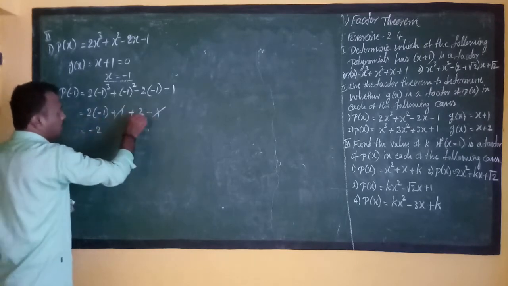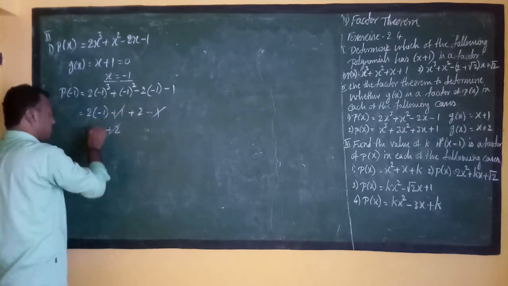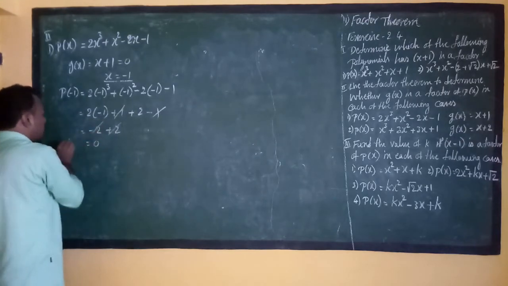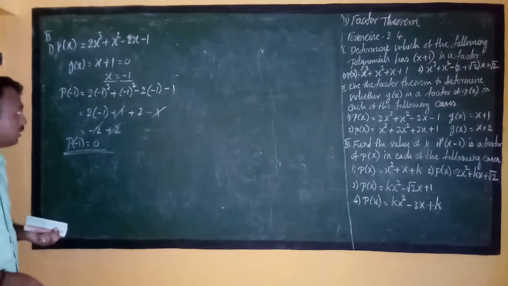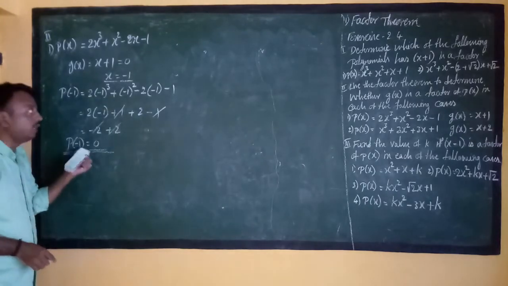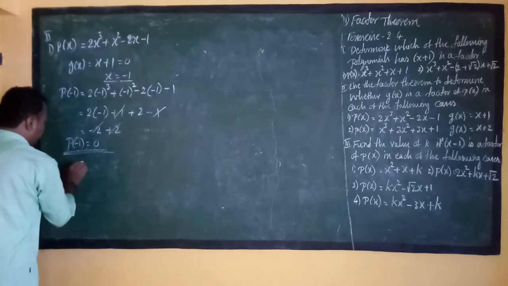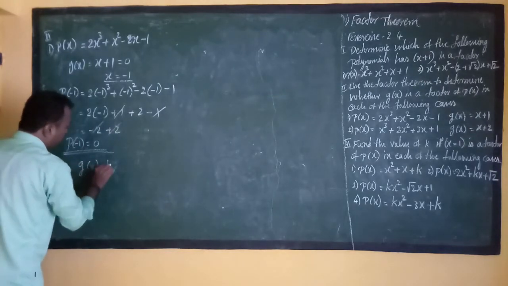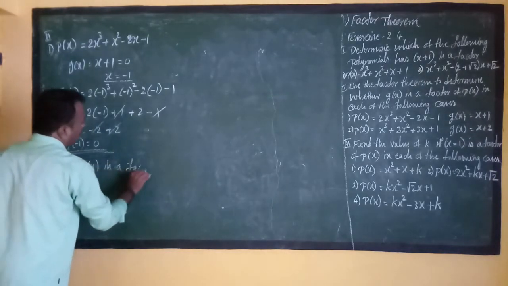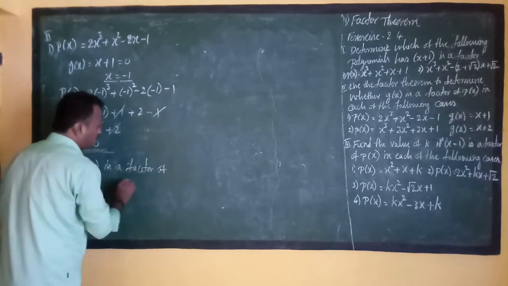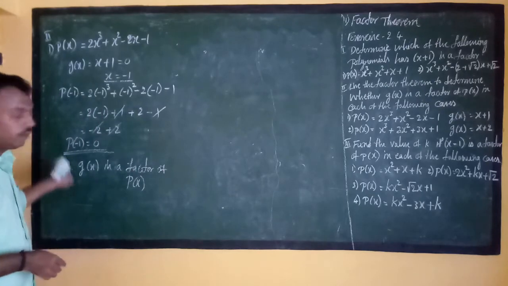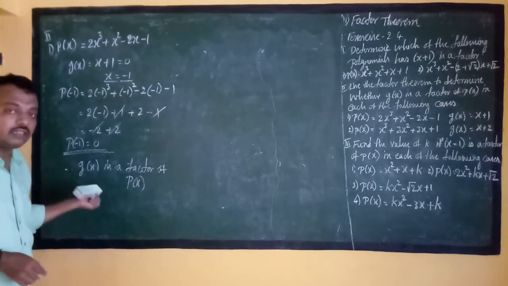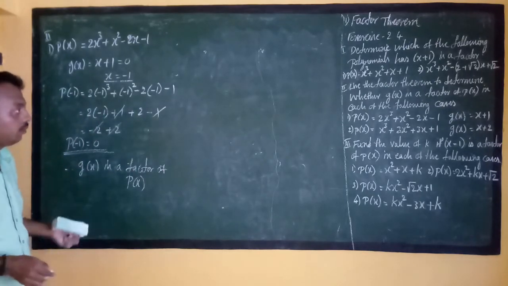Plus 1 minus 1 get cancelled. Remaining plus 2. Again plus 2 minus 2 get cancelled. Remaining 0. Therefore, P of minus 1 becomes 0. Yes, if it becomes 0, therefore g of x is a factor of P of x. Understand, students? Like this, very easy problems, they ask as 2 marks questions in your examinations.